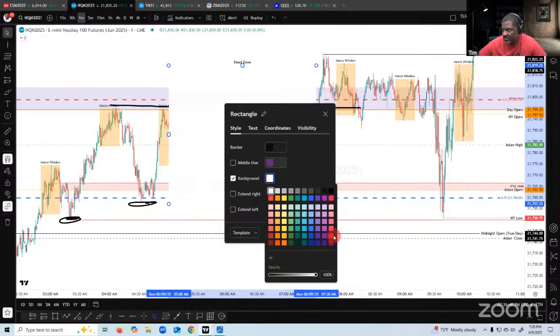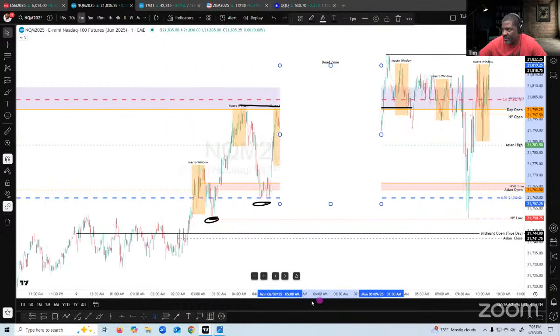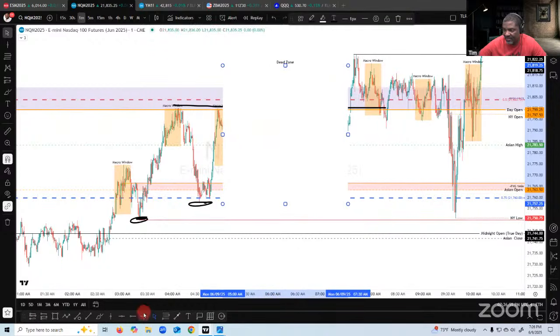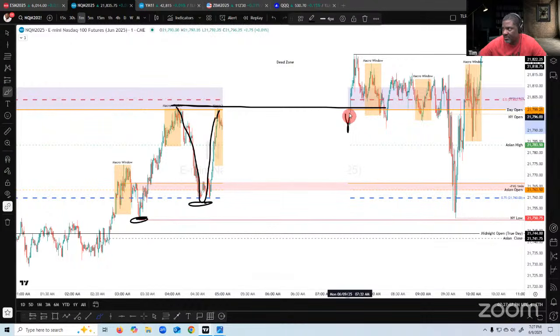Raise this to 100%, right? And we're going to take that out. And then we take that out and look at the price, right? We see that price came down, right? Went up, set relative equal highs here, retrace back a little bit there, took out those relative equal highs, right?